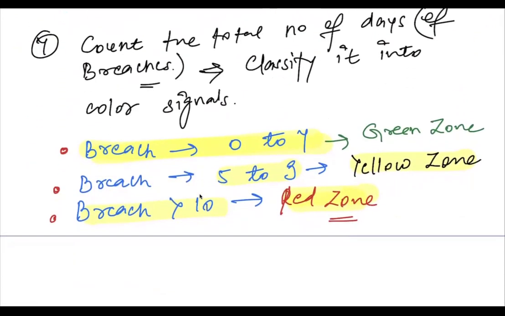Based on that, if the breaches are between 0 to 4, it is called the green zone. If the breaches are between 5 to 9, it is called the yellow zone. And if the breaches are 10 or greater, then it is called the red zone. So now let's see what the green zone, yellow zone, and red zone are in detail. So let's see what the green zone is.